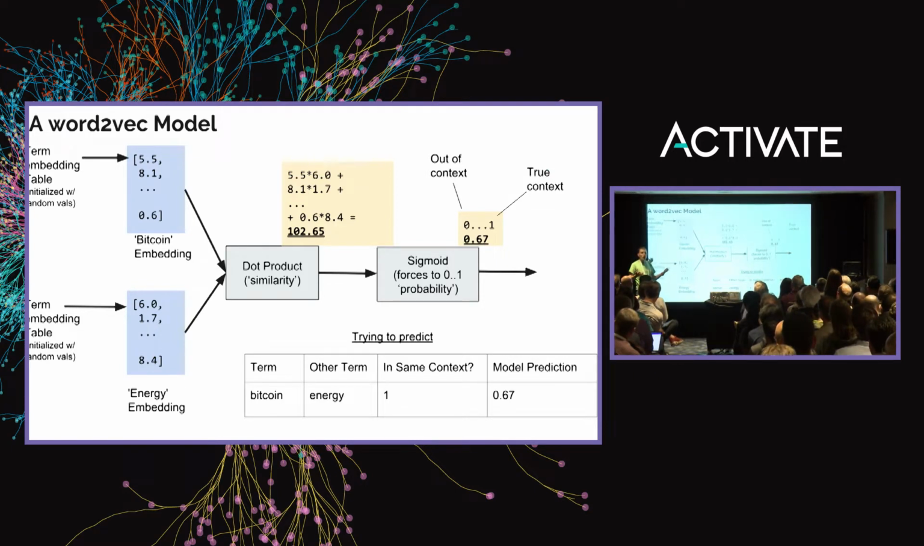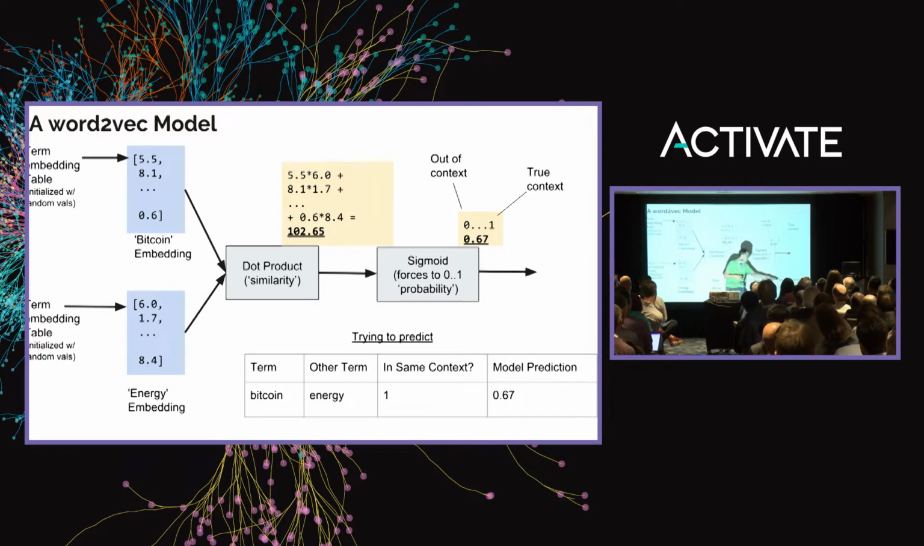But to get an intuition for how this works, really we just have, let's say this is a 300 dimension vector, an array of 300 numbers. We have 2 of them. We have Bitcoin, and for some reason I chose energy. Bitcoin and energy, let's say that they co-occur. So down here there's a table that says Bitcoin, energy, in same context, 1.